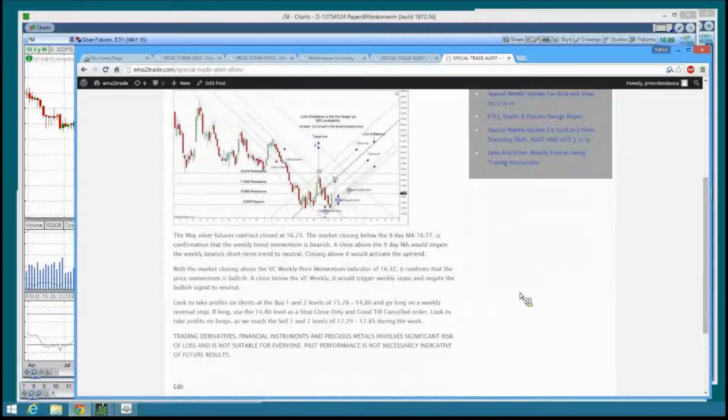The market closing below the 9-day moving average of 1677 was confirmation that the weekly trend momentum was still a little bit bearish, but it also told you that a close above the 9-day moving average of 1677 would negate this bearish trend to neutral, and closing above, it would activate the uptrend. We'll take a look in a minute and see where we are currently in relation to this signal after we review the balance of this report.